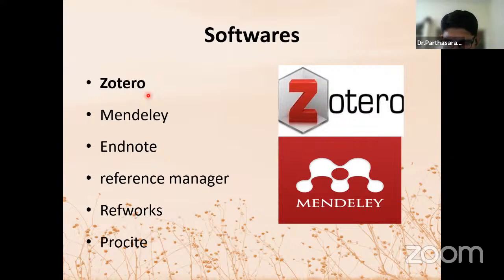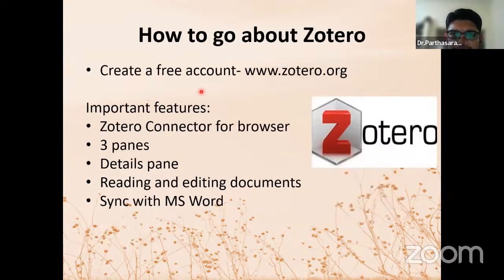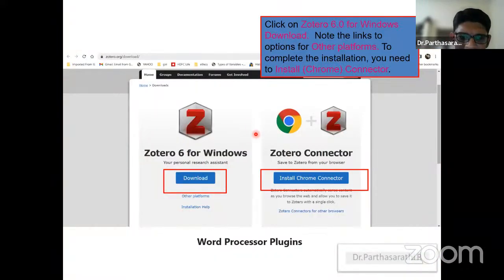For learning Zotero, you have to go to the website zotero.org. If you are sitting with a laptop, you can try immediately. Go to Zotero.org and click on the download Zotero for Windows option. Once you download Zotero, it will automatically download the Zotero connector for your Google Chrome browser, and also a separate Microsoft Word plugin. All these will be downloaded along with the Zotero software.